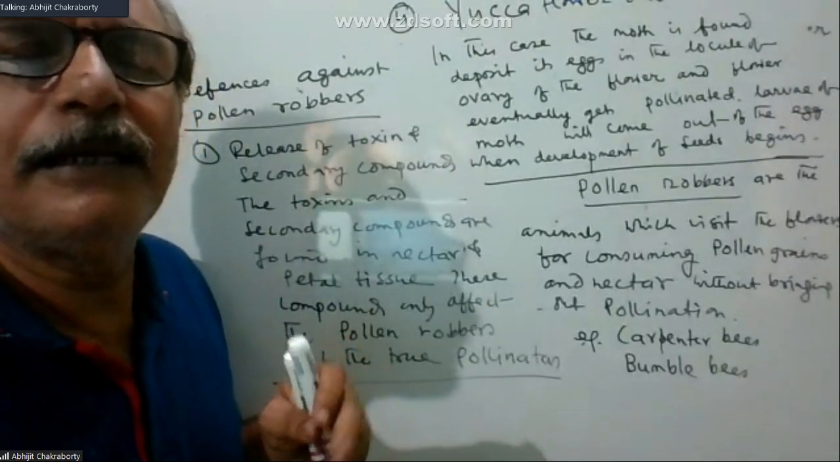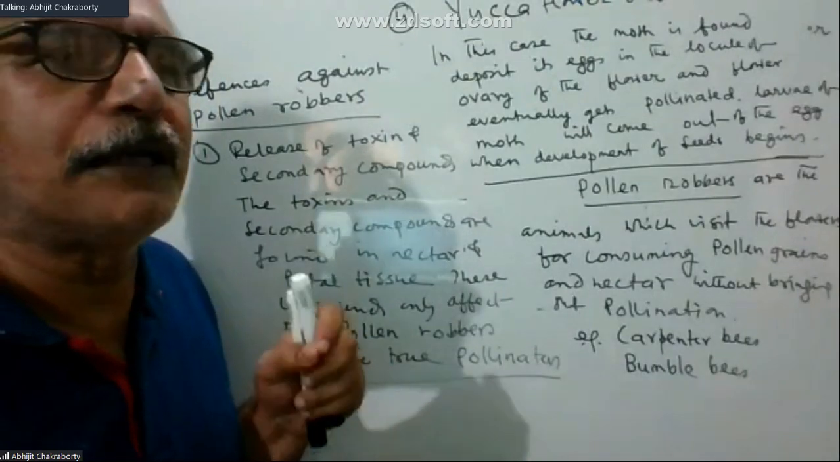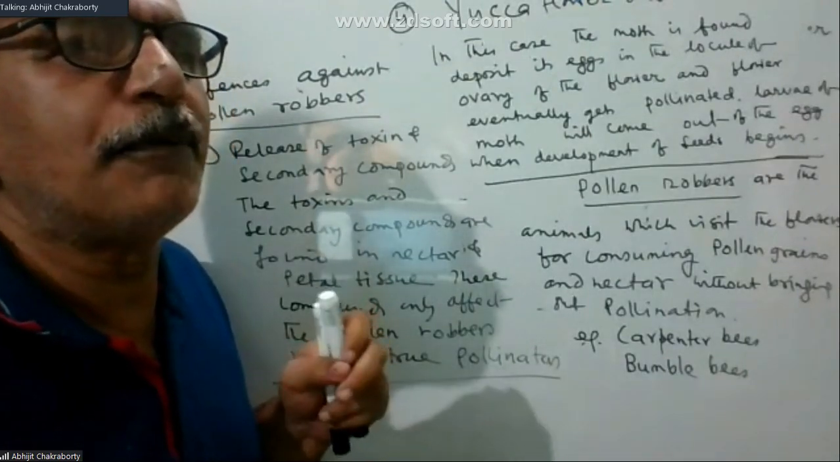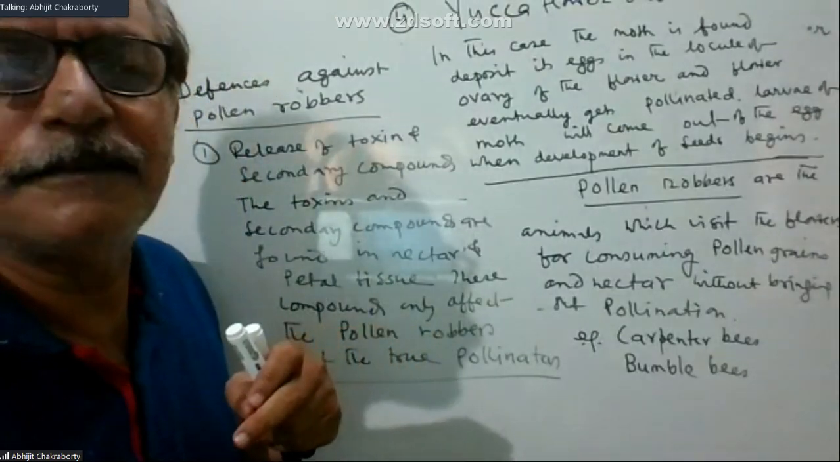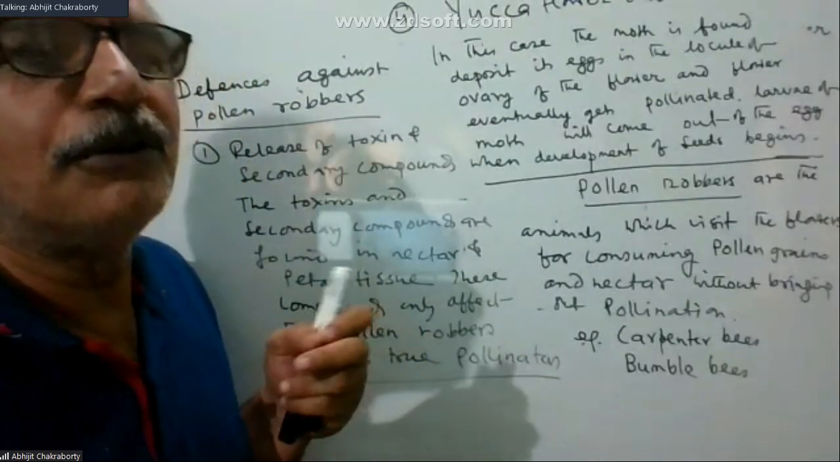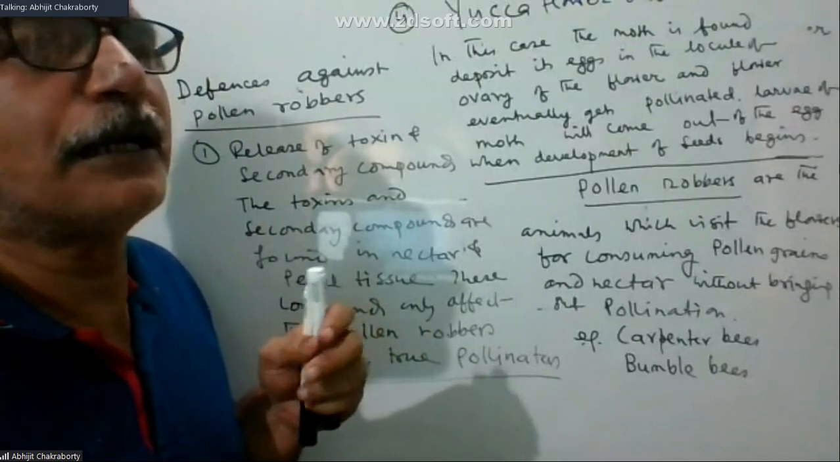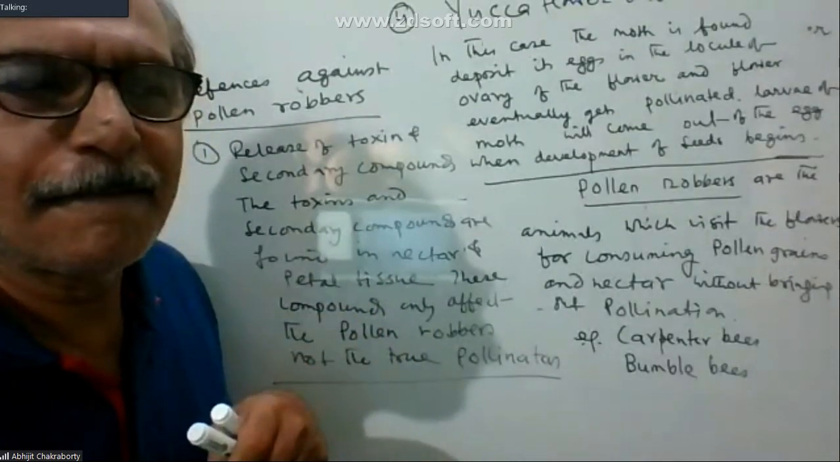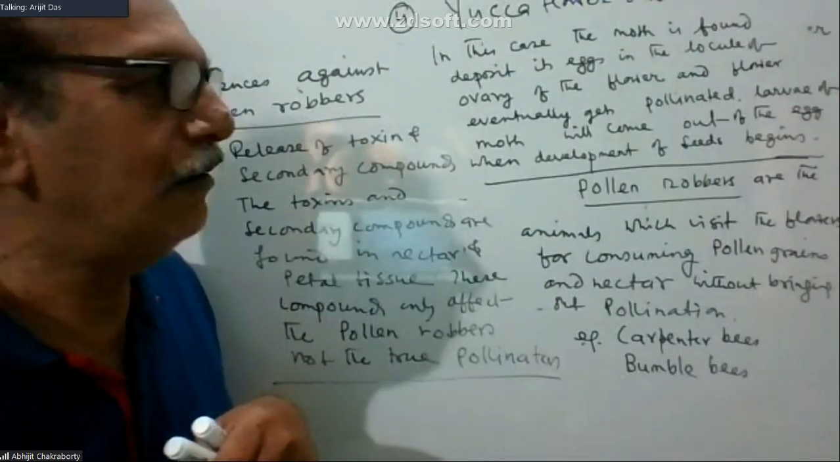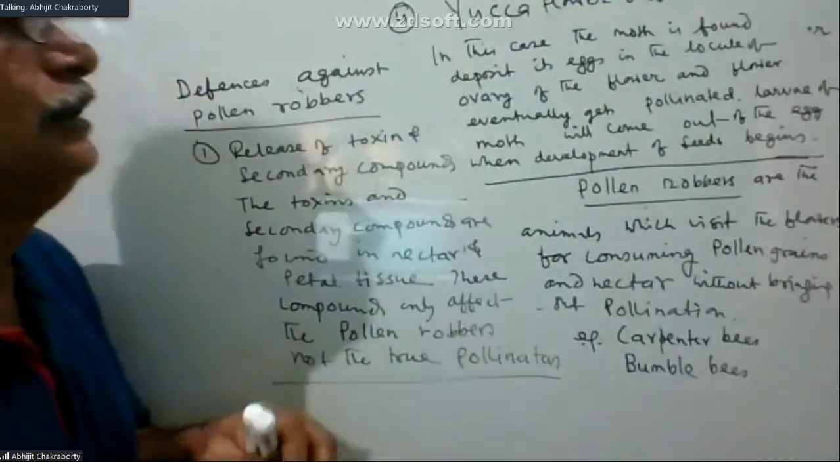Are you getting me? These flowers are not going to produce any nectar at noon. Rather, they are producing nectar at night or in the evening when true pollinators are to visit. In this way they can be protected from the pollen grabs. Are you getting me? Yes, sir. Okay. Now, this is all about the pollination.